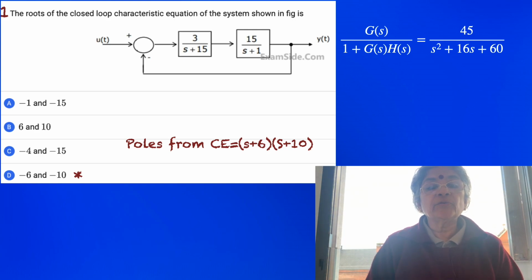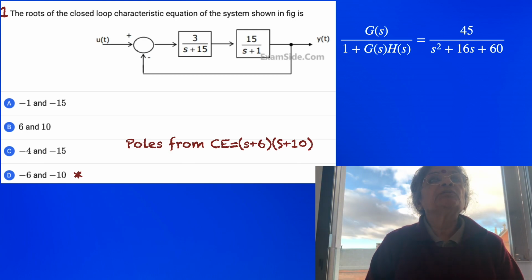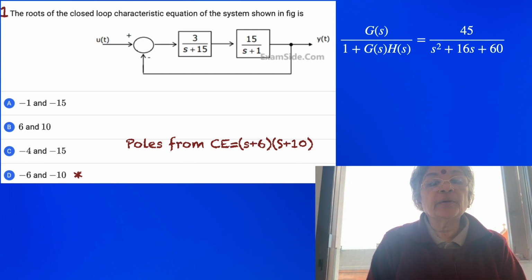Just look at the numerator. We have 15 and 3, so 15 into 3, 45 comes in the numerator. Then we have 1, but 1 is going to be replaced by the denominator of the two blocks that are there. So we can directly multiply and give it instead of 1. So we have s squared plus 16s plus 15, and then you have to add to it whatever is right now in the numerator, which is 45. So 45 plus 15, 60.